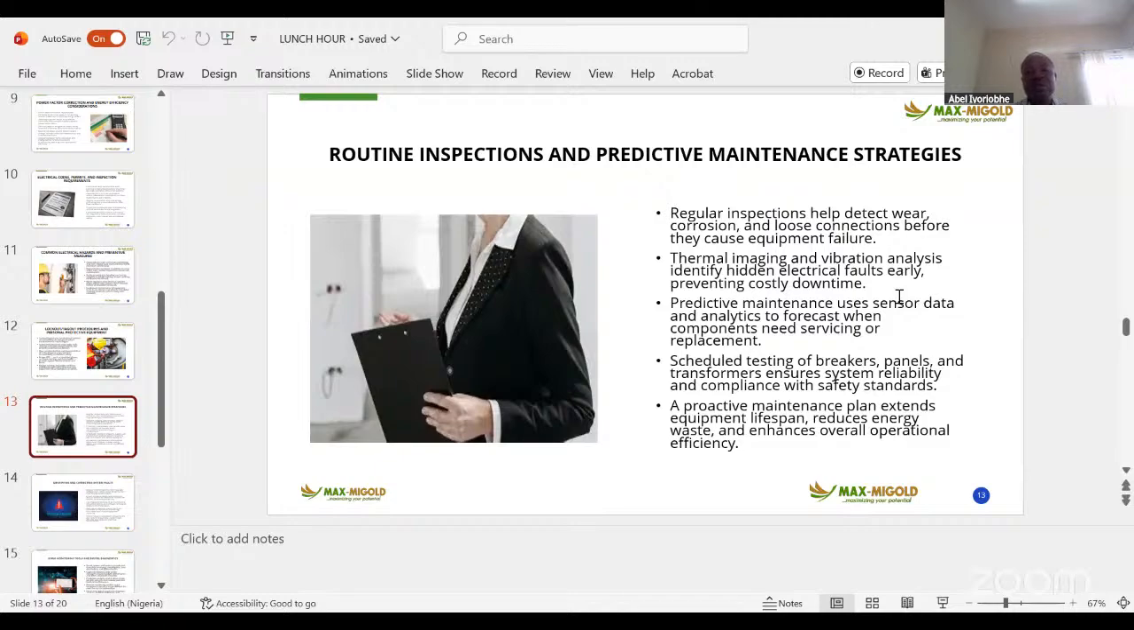Predictive maintenance uses sensors, data, and analytics to forecast when components need servicing or replacement. So technology has helped us over the years to be able to know when to carry out maintenance on some major equipment like your lift. You have sensors that notify you from your phone or wherever you are that you need to carry out maintenance on this equipment, instead of trying to rack your head. The sensor and the gadget will just notify you on your phone that so-so equipment needs so-so maintenance.